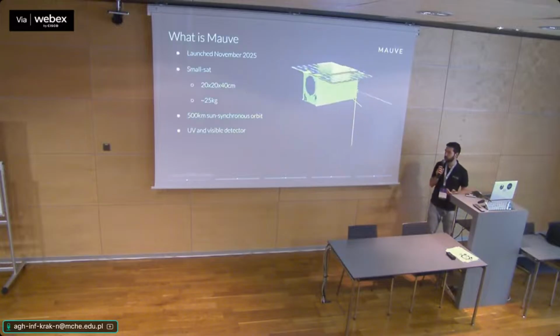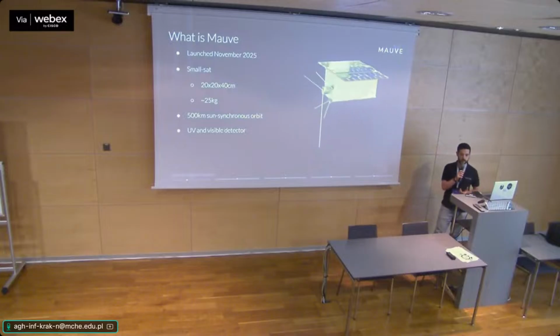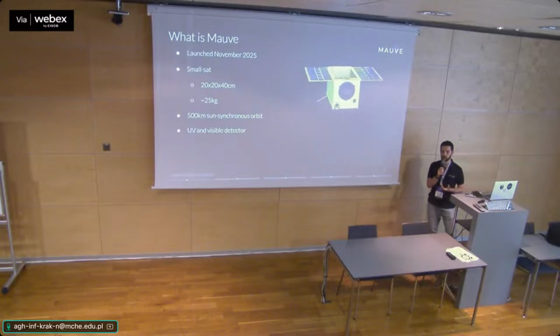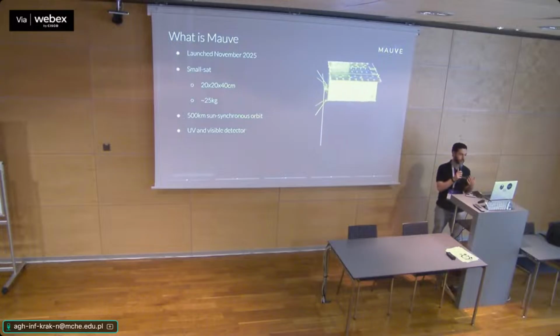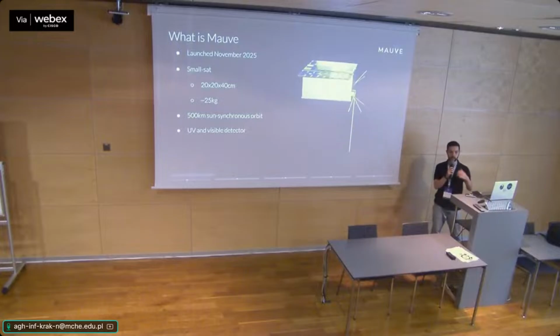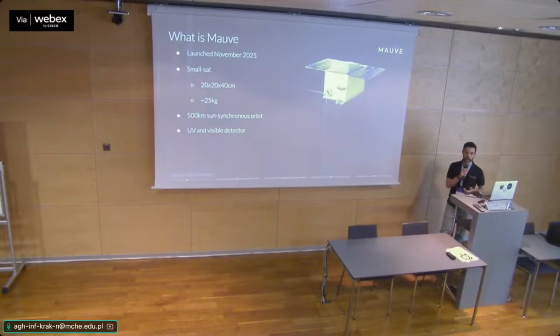So this is a nice render of MOVE. It's a small satellite measuring 20 by 20 by 40 centimeters and weighing about 25 kilograms. It was launched in November last year on top of a Falcon 9 rocket into an approximately 500-kilometer sun-synchronous orbit, which means it passes over both poles every time it orbits the Earth. And on board, it has a UV and visible detector.